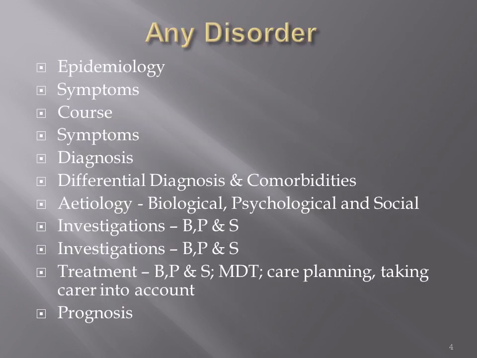Now, when you come to any disorder and you're describing it, you have to know the epidemiology and you have to bear these headings in mind. Epidemiology, the symptoms, the course, the diagnosis, differential diagnosis, and comorbidities. Etiological factors, biological, psychological, and social. Investigations, biological, psychological, social. Treatment, biological, psychological, and social, while taking care of the multidisciplinary team, families, care planning, and taking the carer into account. And finally, the prognosis and follow-up.